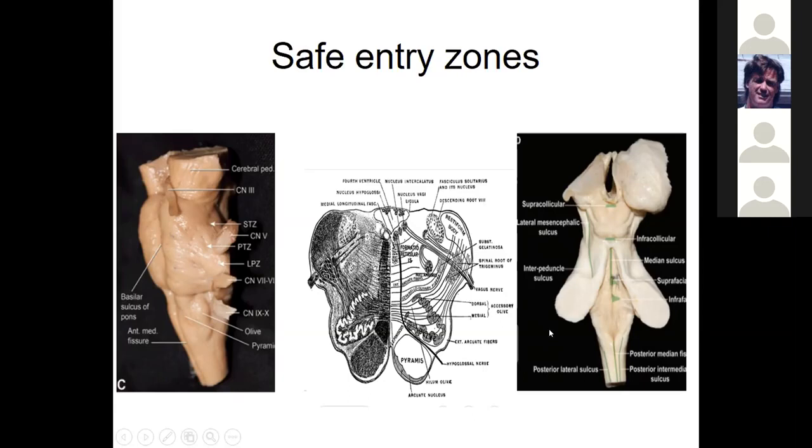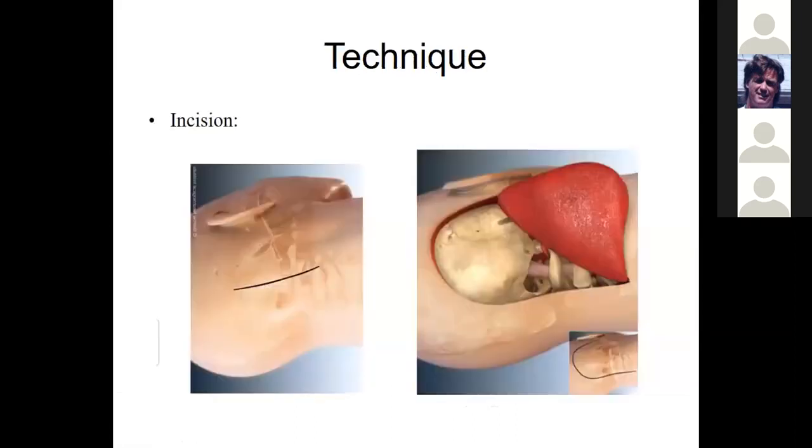And then for the posterior approaches, some safe entry zones are the posterior median fissure, the posterior intermediate sulcus, the posterolateral sulcus, which are used to access this internal part of the medulla oblongata. So depicting a little bit the far lateral approach.